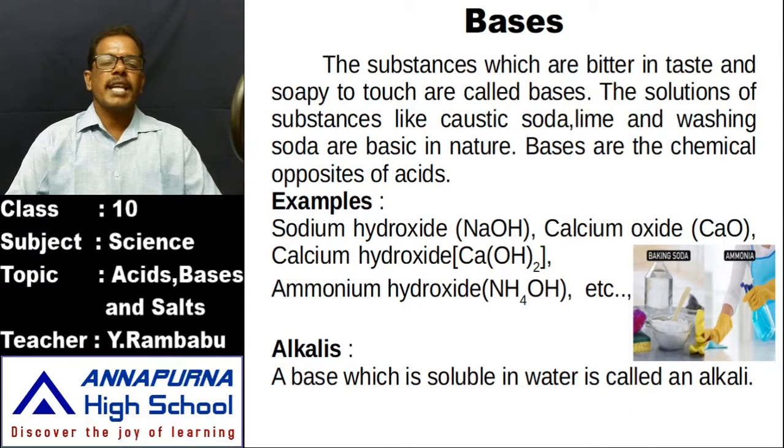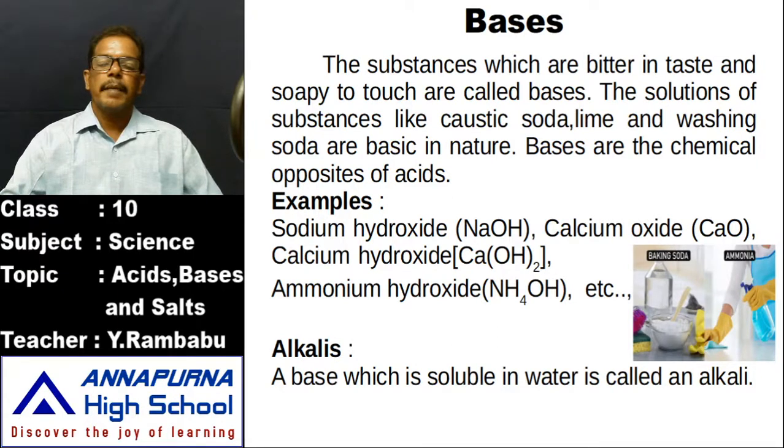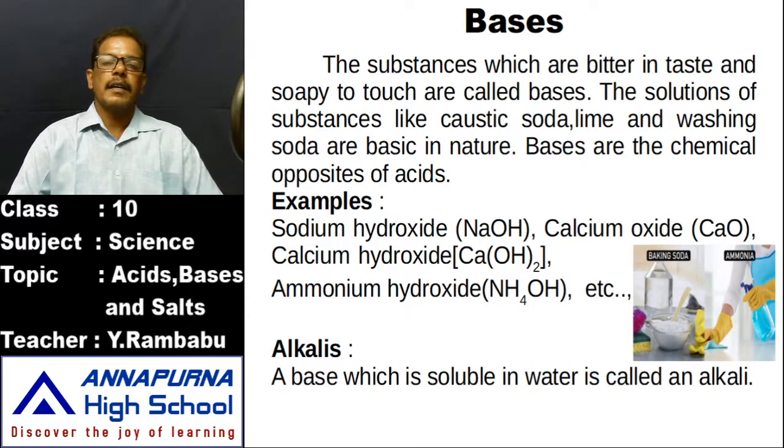Okay, then metals. What are metals? They are electropositive in nature: sodium, potassium, calcium, magnesium, zinc. All these are examples of metals. We know when metals react with oxygen, metallic oxides are formed. Metal oxides, metal hydroxides, metal carbonates, metal bicarbonates, all these are basic in nature. That's why all these are examples of bases.